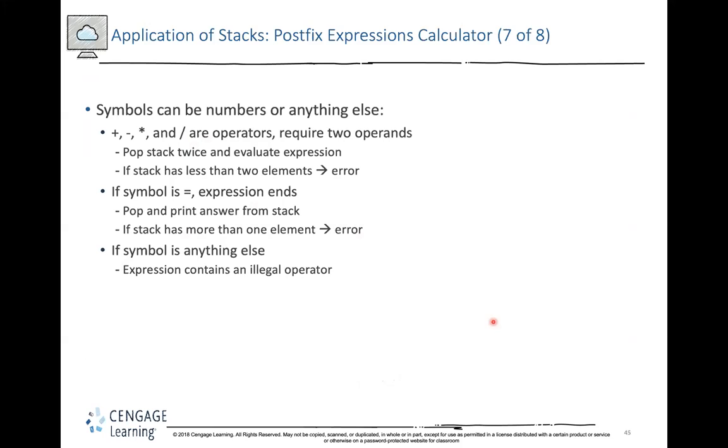In our little example, let's assume we're only going to use the arithmetic operators. And once we encounter the equal sign symbol, the expression ends. Now, if the symbol is anything else, that's basically an invalid condition.